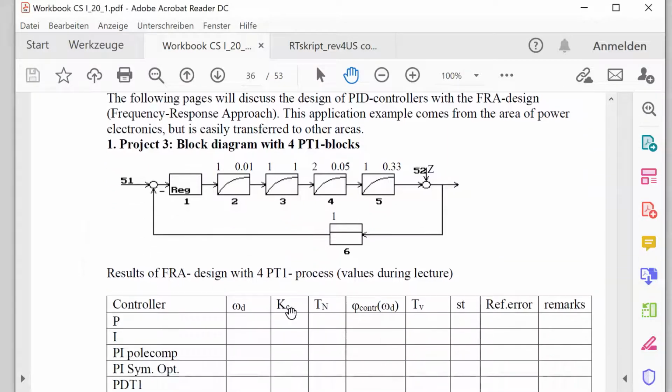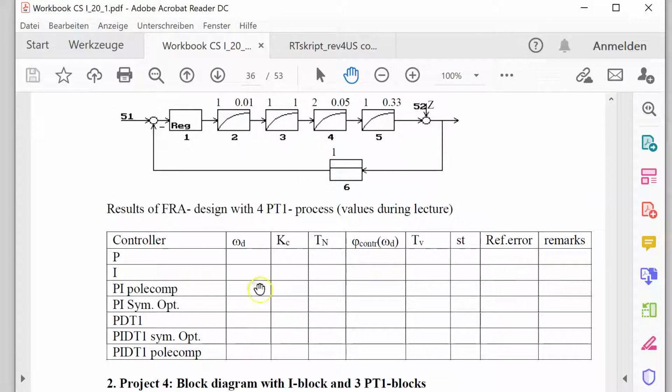Okay, what I want to do is the following. I want to fill this table, and you see here I want to play with now different types of controllers. In project 1, cruise control, we have worked with just a simple PI controller, and we have used pole compensation. In our project 2, we have worked with a PIDT1 with pole compensation.